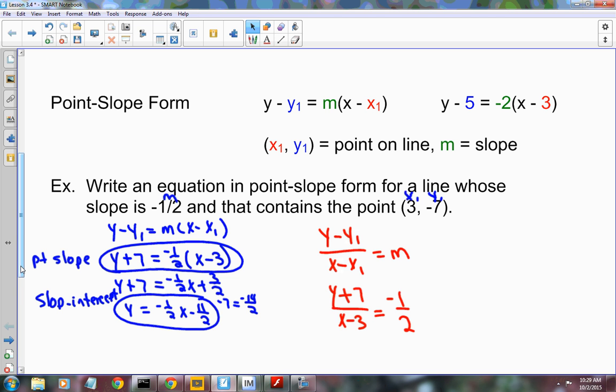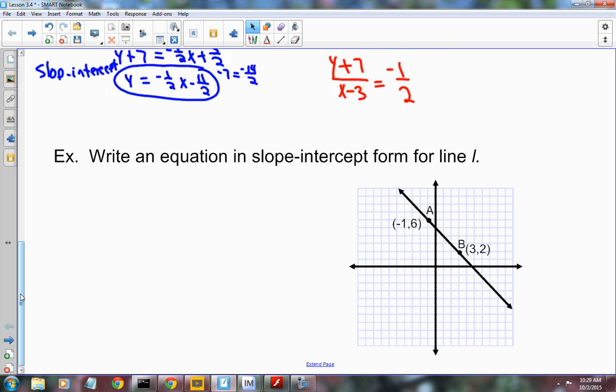Okay? All right. On this next one, it says write an equation in slope-intercept form for line L. Well, sometimes you can have the graph of the line, and you can get all the information that you need, okay? Like, this is a nice neat graph. My points are distinguished. I can even see where it crosses the y-axis, okay? And so I can get my slope. And so I could go from here, I'd rise 1, 2, 3, 4, and I run back 1, 2, 3, 4, okay?